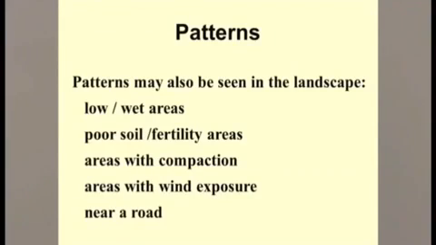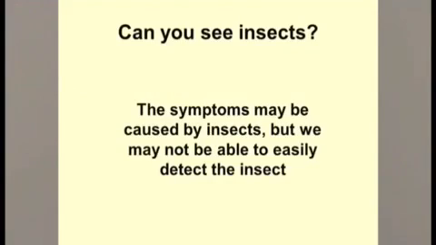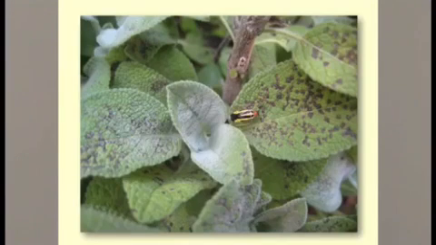The pattern may also be seen in the landscape, in low or wet areas, poor soil fertility areas, areas with compaction, areas with wind exposure, and obviously near the roads. Near the roads, you can also see plant diseases due to the humidity, due to the damp conditions near the roads. So going towards the next slide, can you see insects? Yes, the symptoms appearing on the leaves may be due to the insects.